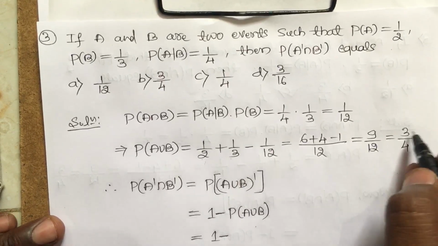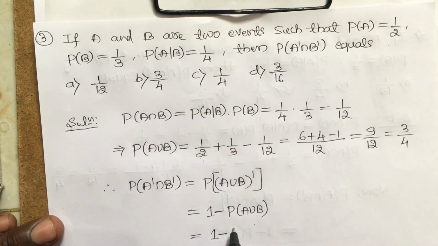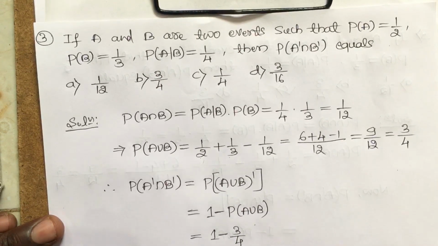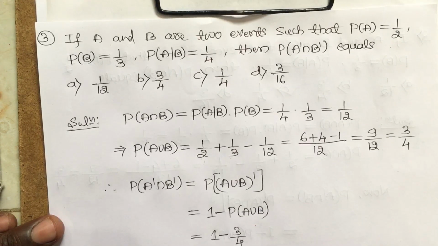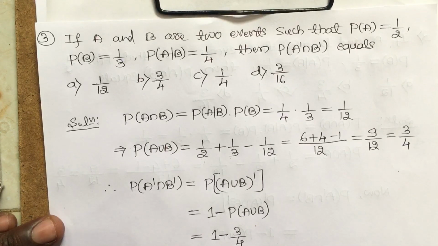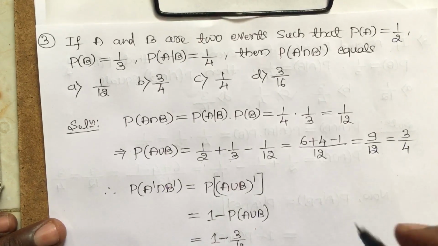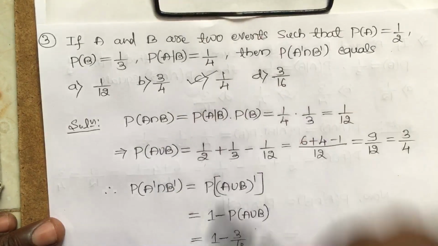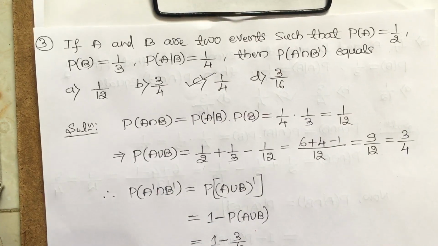What is P of A union B? It is 3 by 4. So I write 3 by 4. Simplify this: 4 minus 3 is 1, divided by 4. So this is the required value of P of A dash intersection B dash. Hence the answer is option C. So this is all about the third question.